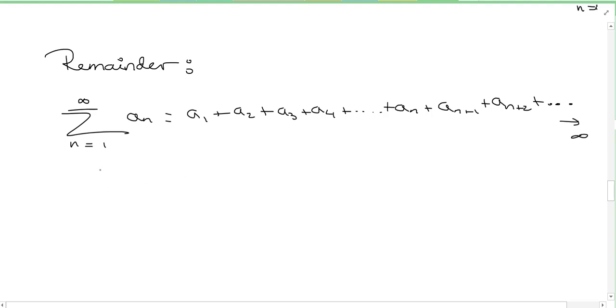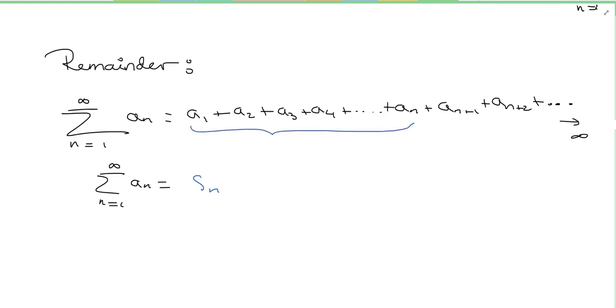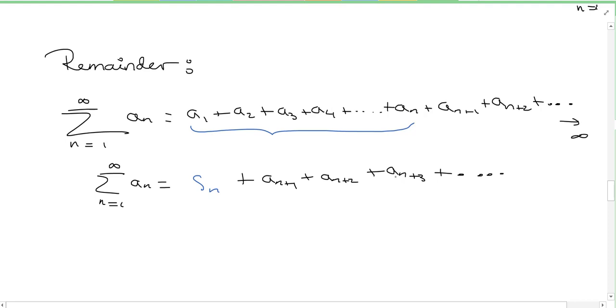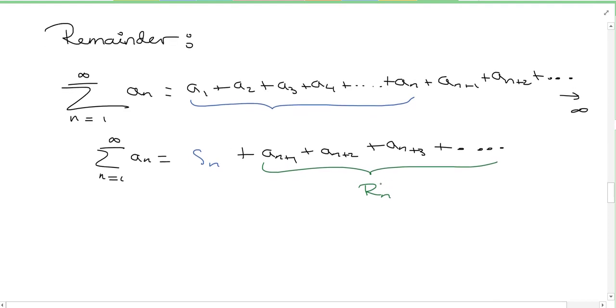So when we talk about the sum of this, this series is really equal to Sn, meaning from a equals 1 to a equals n. So that's Sn plus a_{n+1} plus a_{n+2} plus the rest of it. This is what we call the remainder: what remains of the series after you do a finite approximation. We're going to call this Rn, the remainder for a given value of n.